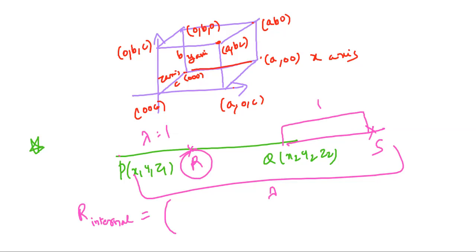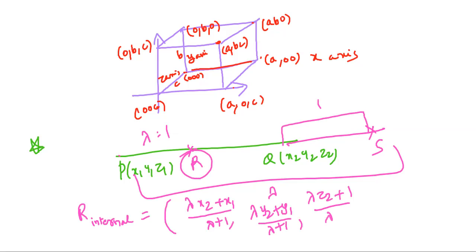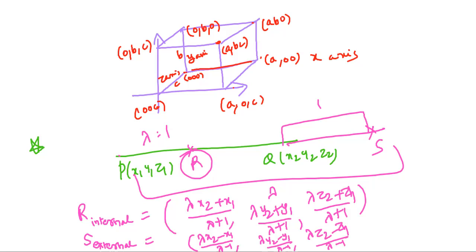Internal division. Like you have done before, you can apply the same formula here as in 2D. That is, lambda into x2 plus x1 by lambda plus 1, lambda into y2 plus y1 by lambda plus 1, and the extra component, lambda into z2 plus z1 by lambda plus 1. Whereas S, which divides in the same ratio but externally, is going to be lambda into x2 minus x1 by lambda minus 1, lambda into y2 minus y1 by lambda minus 1, lambda into z2 minus z1 by lambda minus 1. Okay, so that is the section formula.